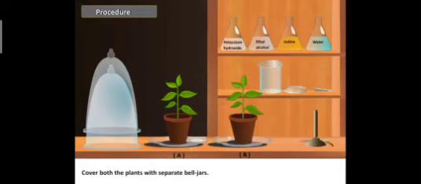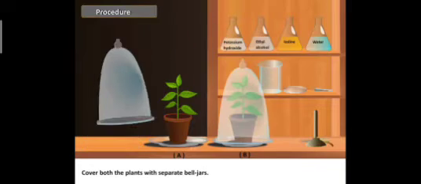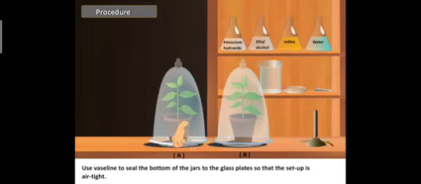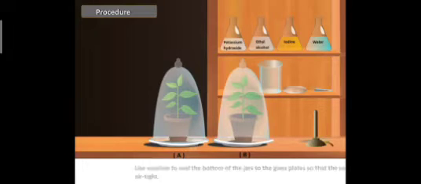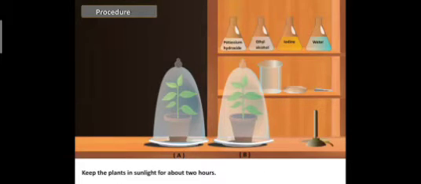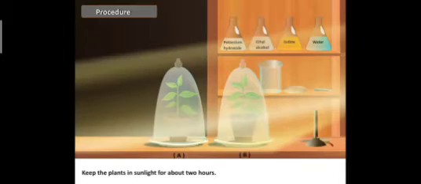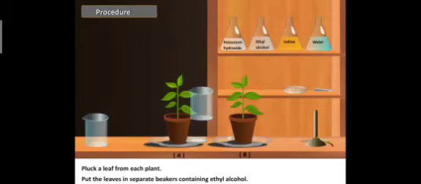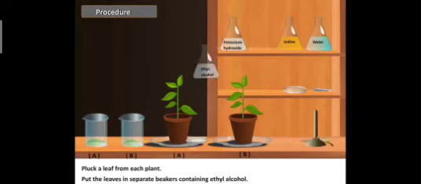Cover both the plants with separate bell jars. Use Vaseline to seal the bottom of the jars to the glass plate so that the setup is airtight. Keep the plants in sunlight for about 2 hours. Pluck a leaf from each plant. Put the leaves in a separate beaker containing ethanol alcohol.